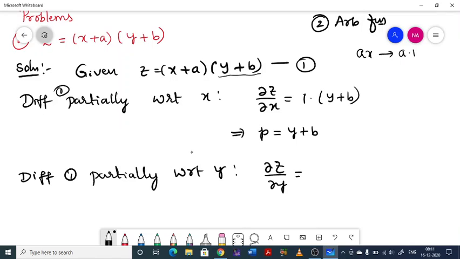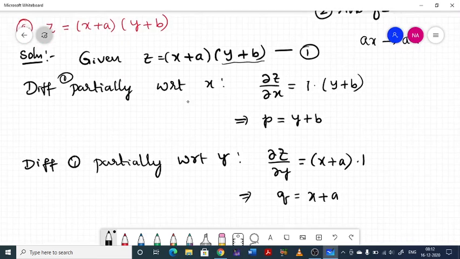now I am differentiating with respect to y partially, so we treat x as constant. So x plus a, all this term will be constant. So while differentiating a constant term we have to write it as it is. So x plus a into derivative of y plus b with respect to y is 1 plus derivative of constant with respect to y is 0. So this is q equal to dou z by dou y, we call dou z by dou y as q, right? So it is just notation, nothing else, x plus a.